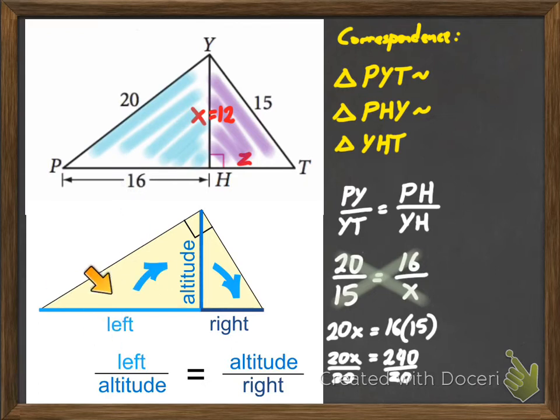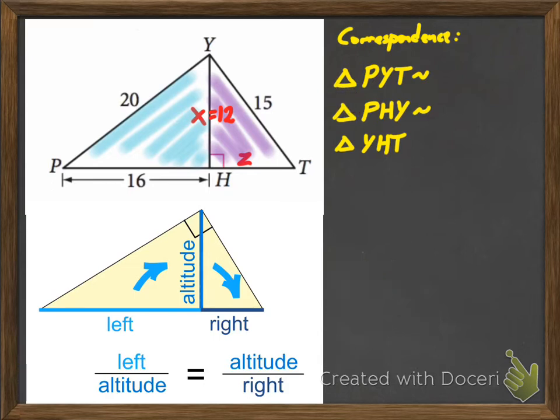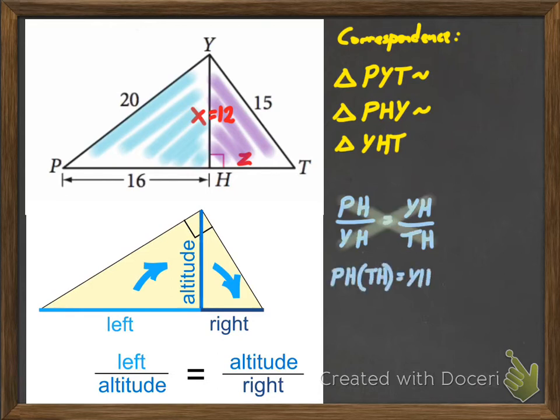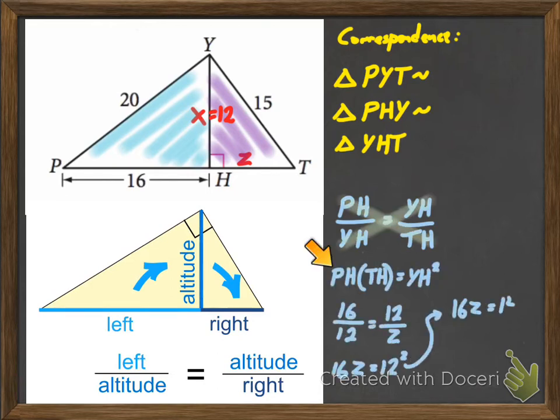So the left side here of this left triangle over the altitude equals the altitude over the right. And so if we just look at our correspondence here, that all works out. So basically what that's saying is PH over YH equals YH over TH, right? Left over altitude equals altitude over right. If I cross multiply that before even putting any numbers, what do I get? I get PH times TH equals YH squared.